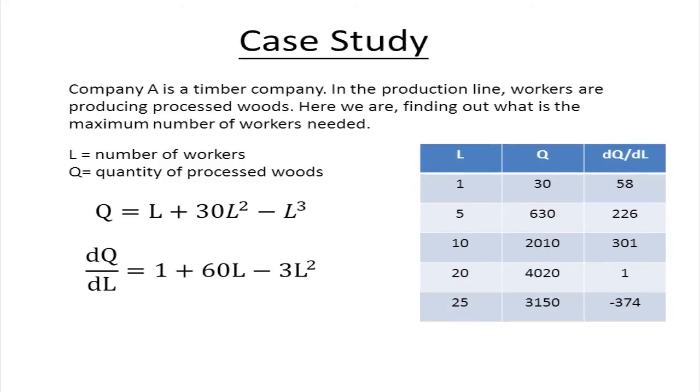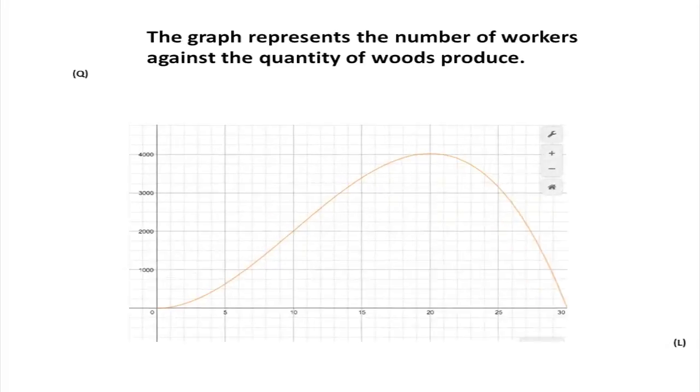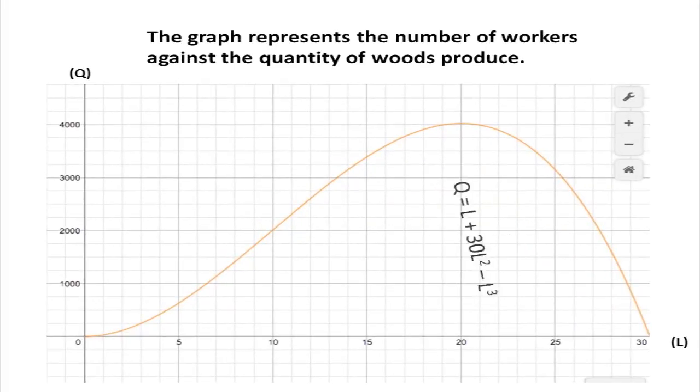The ideal number of workers needed in this situation is calculated to be 20. After this point, the quantity of total product will decrease. The results of the quantities obtained show that the total quantity of timber produced increases at first with numbers of workers, but after a point it decreases, as can be seen on the graph after L equals 20.